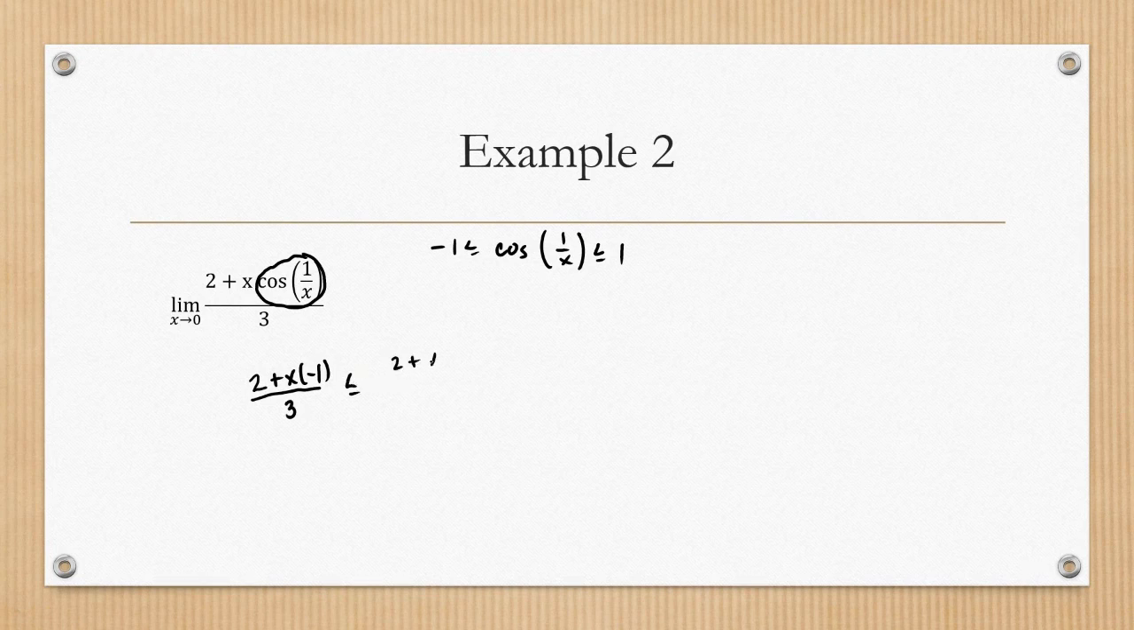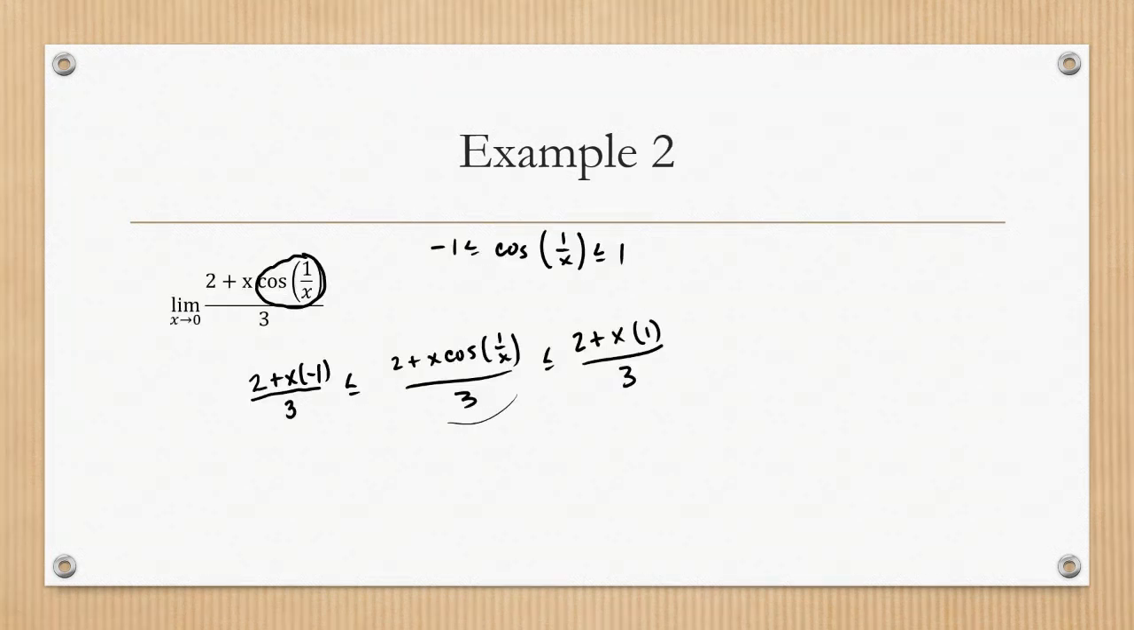And the other function is going to be 2 plus x times +1 over 3. I know that the function that is ugly and messy will never go outside of that range because the range of cosine is stuck. Now I'm going to look at each of those two functions individually.